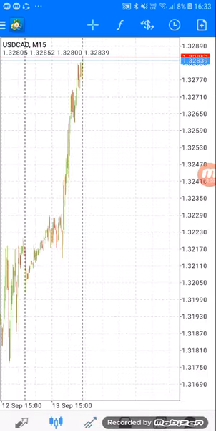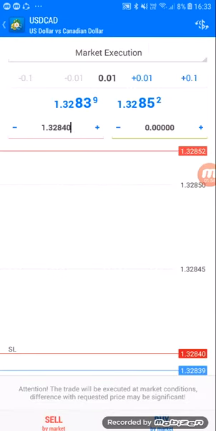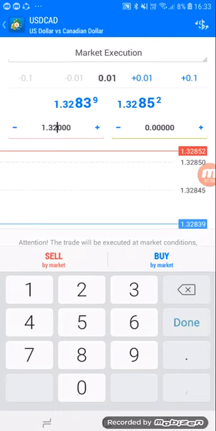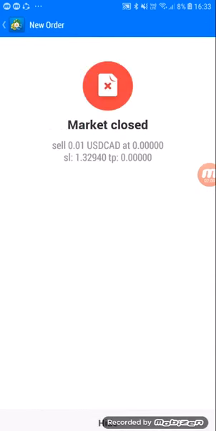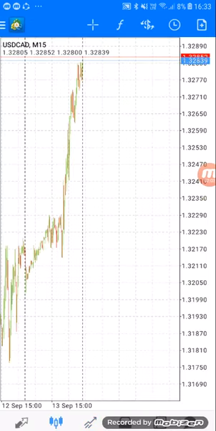Okay, now let's say that you wanna sell. When you sell, you put a stop loss of what? 10 pips, and then it's 940. Afterwards you do what? You sell. Okay, the market is closed, so they won't allow it.